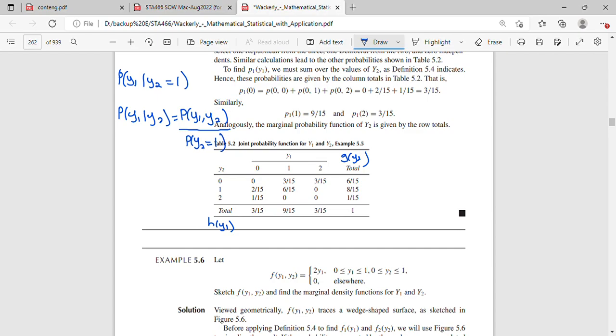So kita akan ada berapa pair of y1 and y2 when y2 equal to 1. When y2 equal to 1 means that kita ambil marginal of y2 that equal to 1. Yang ni sahaja. Okay, this part sahaja. Sebab dikatakan untuk y2 equal to 1.